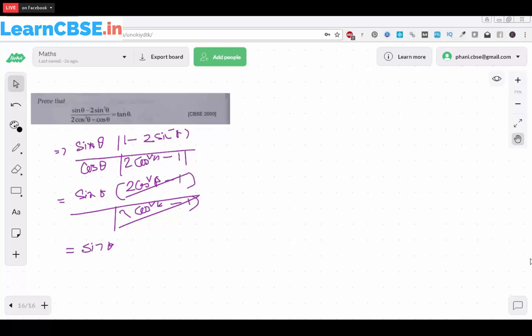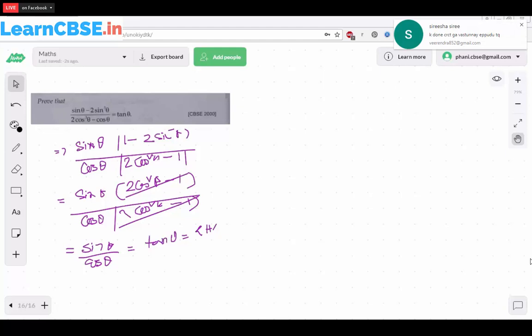So that's what we have to prove, but here also we have a cos theta. So sine theta by cos theta gives you tan theta. So that's what I needed to prove. Next question.